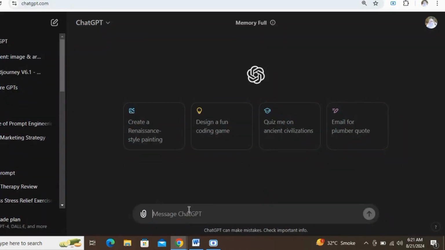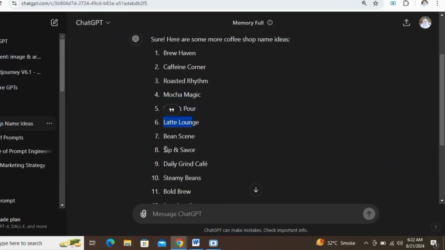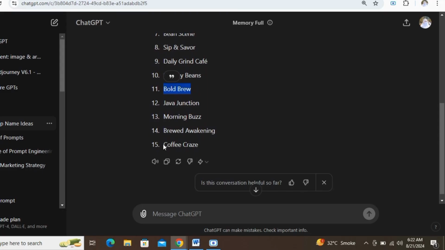In few shot prompting, you give just a handful of examples to guide the AI's responses. It's super handy when you need consistent output based on a specific pattern or style.